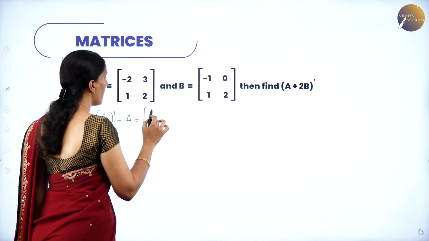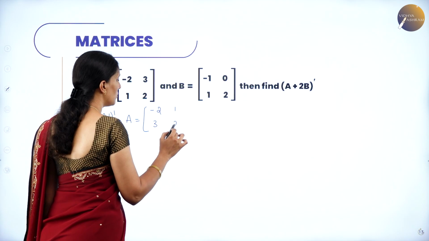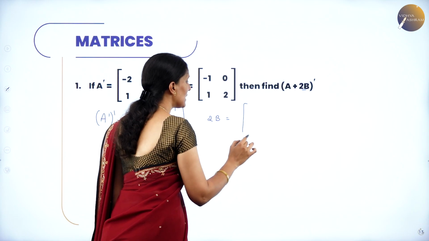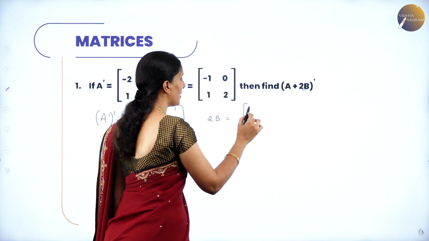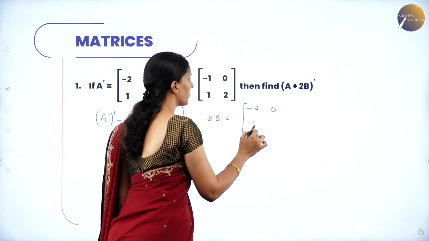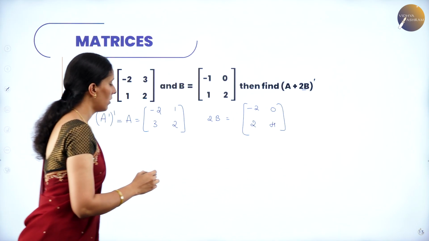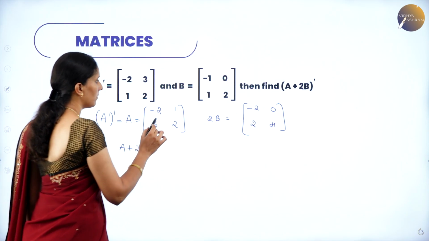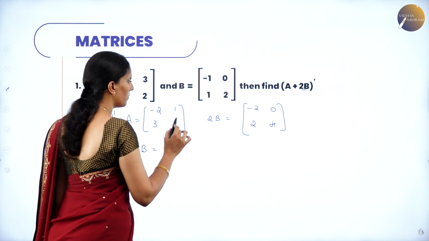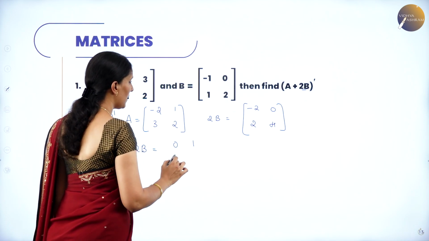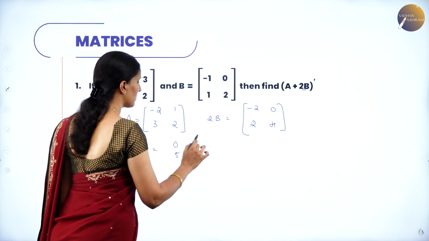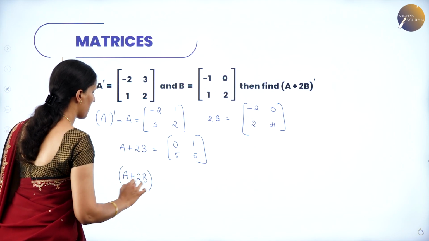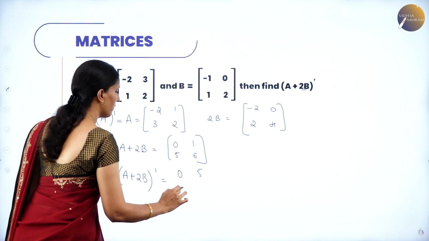So therefore what is A? [Minus 2, 3; 1, 2]. Next we need 2B. 2B means just multiply the scalar 2 with all the elements inside the matrix: [minus 2, 0; 2, 4]. Now let's take A plus 2B. Add the two matrices. Minus 2 plus 2 is 0. 1 plus 0, 1. 3 plus 2, 5. 2 plus 4, 6. Now let's take the transpose of this matrix. So it is [0, 5; 1, 6].